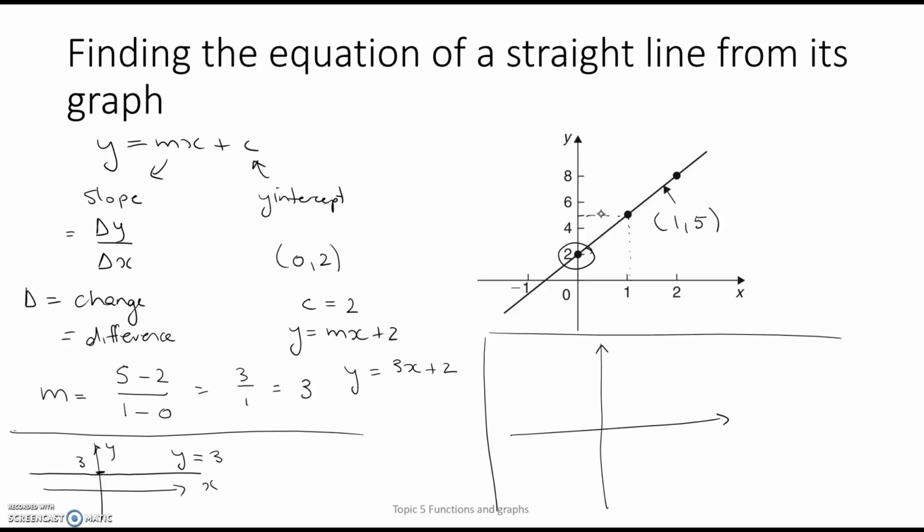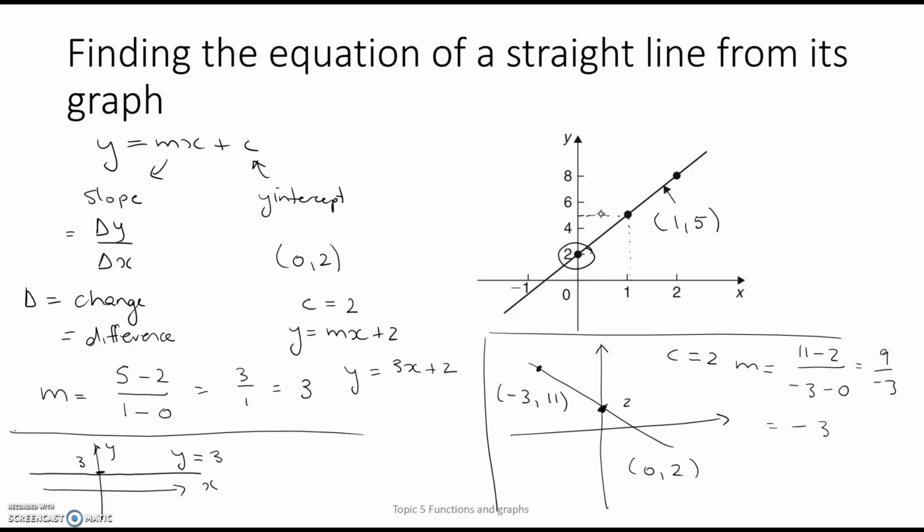Another graph that we might look at might go through, say that point's 2, and go through that point there, and that point there is negative 3, 11. Again, we've got c equals 2. Now all we have to do is to find m, and this point here, remember, is the point 0, 2, so our m is going to be 11 minus 2 over negative 3 minus 0, which is 9 over negative 3, which is negative 3.